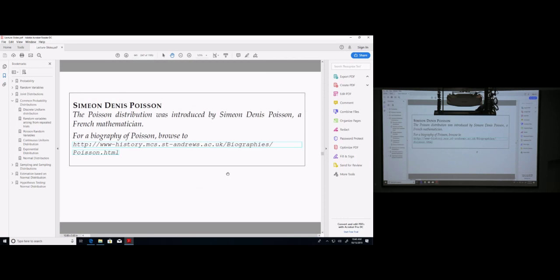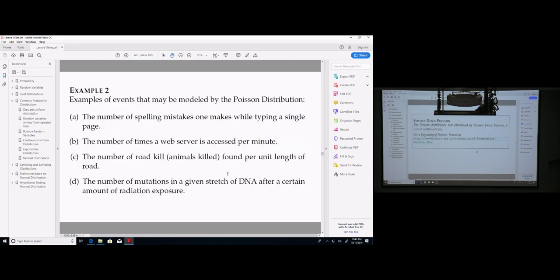Okay, so you can read about Poisson. These are some examples: the number of spelling mistakes one makes while typing a single page, and the number of times a web server is accessed per minute. Again, the per minute is actually an accumulation of very, very short time intervals.